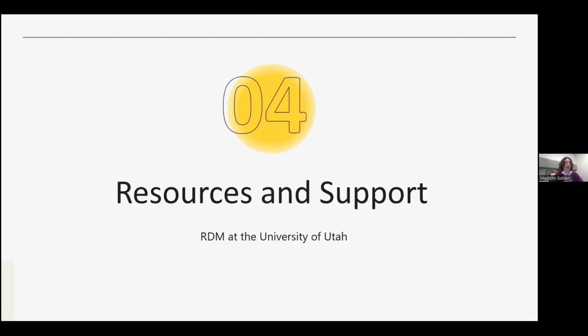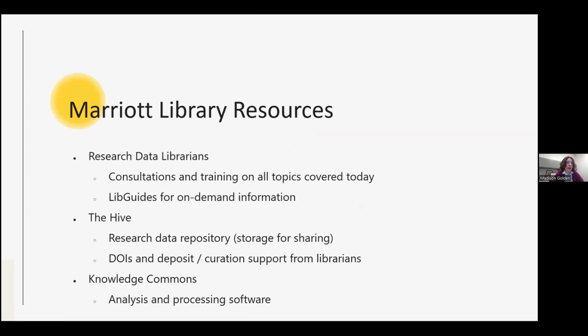So now that we've covered all of that, I'm just going to say a few words about the other resources and support that are available from the library and the University of Utah. The Marriott Library has me and Kaylee. We can do consultations and trainings on all the topics covered today, or just email back and forth, whatever you need. We also have our LibGuides and a website for on-demand information. We control the Hive, which is the institutional data repository. We provide curation support. We facilitate the whole process. We create persistent identifiers. It's a pretty full service process.